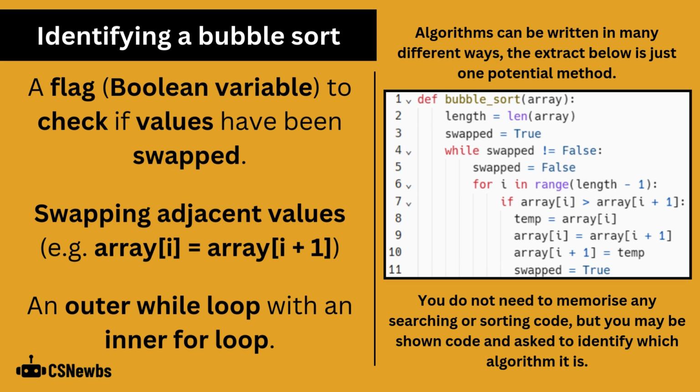And remember, there's no one way to write a bubble sort either, but some of the clues you're looking for include a flag to check if values have been swapped, swapping adjacent values, for example array[i] equals array[i+1], and an outer while loop with an inner for loop. The outer loop continues until the flag is false, and the inner loop cycles through the list from the start to the end to compare each pair in turn.